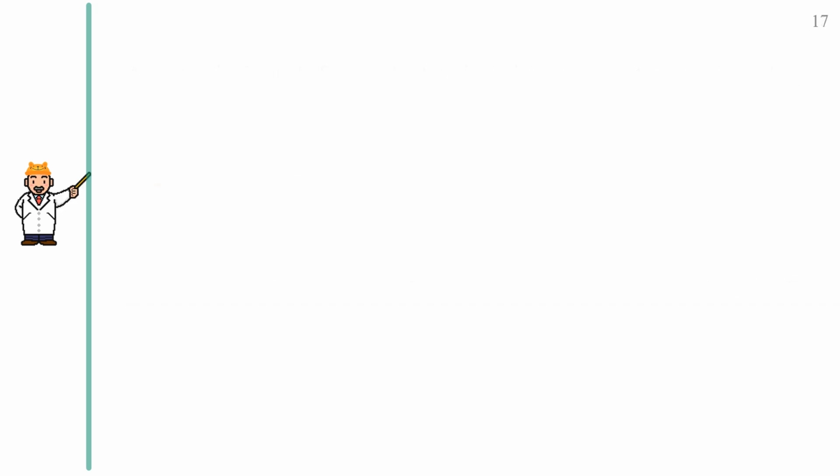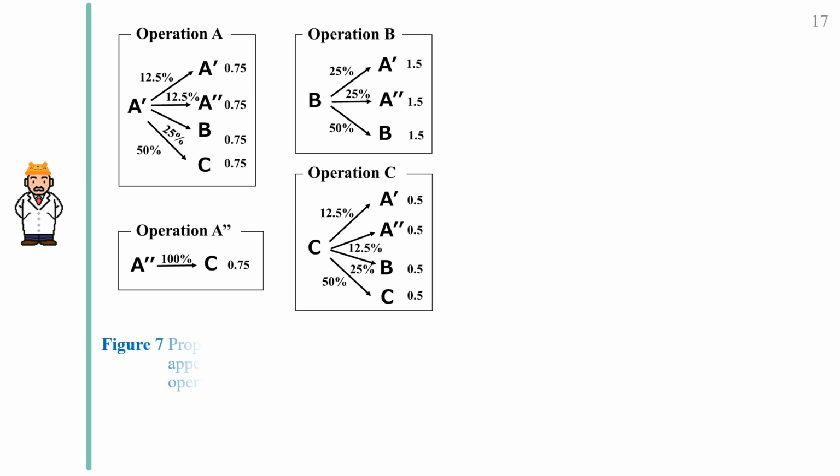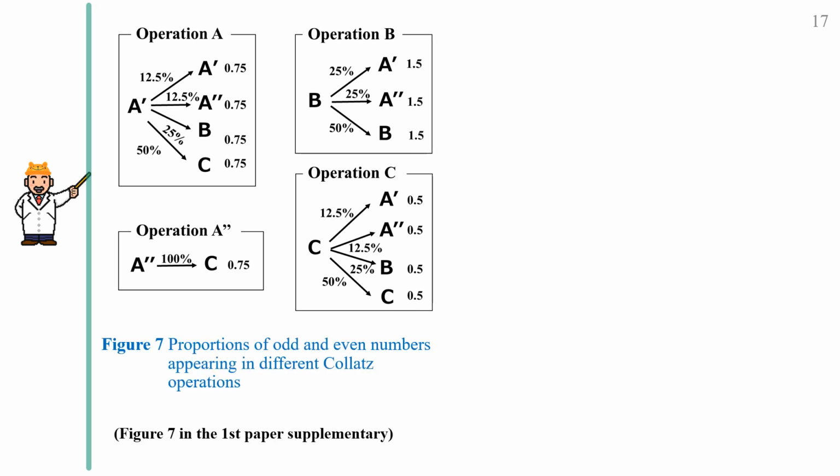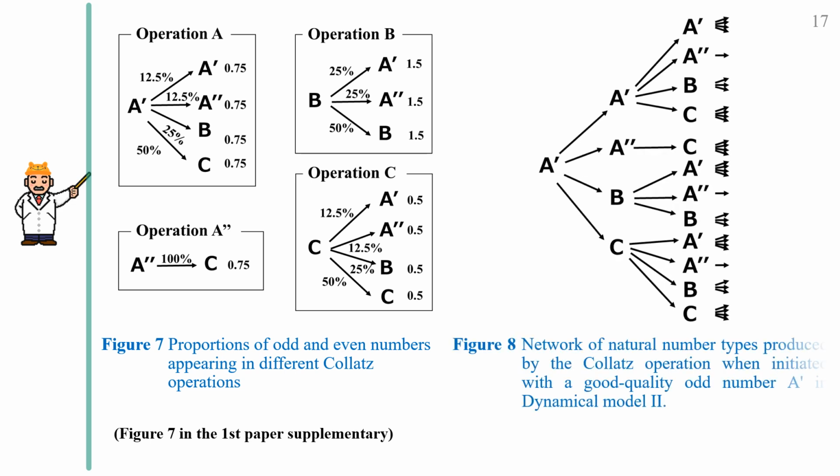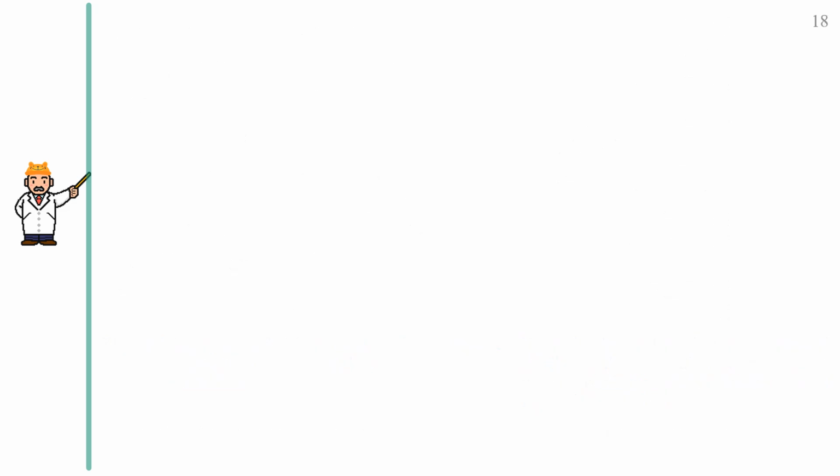In Dynamic Model 2, the proportions and rates of change of individual Collatz operations shown in Figure 7 were used to calculate the rates of change for odd and even numbers appearing at each calculation step, according to the network shown in Figure 8. The sum of these values was then taken as the iterative calculation value. The results are shown in Figure 9.